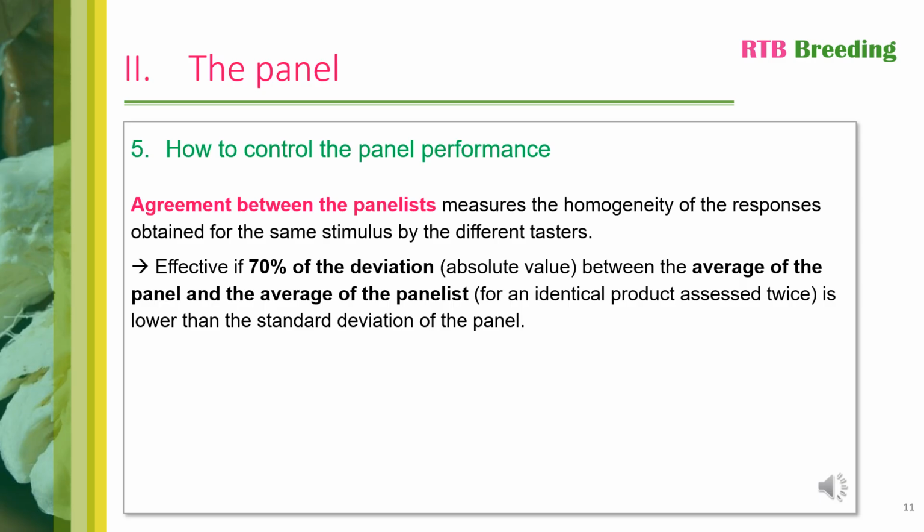After repeatability, we need to check the agreement between panelists. This measures the homogeneity of the response obtained for the same stimulus by the different tasters. Agreement is said to be effective if 70% of the difference between the panel mean and the panelist mean for an identical product evaluated twice is less than the panel standard deviation.